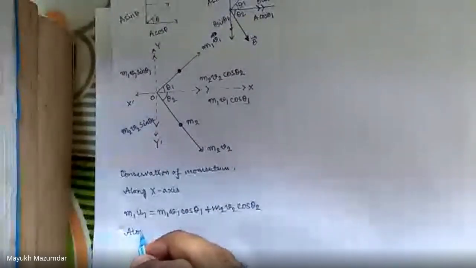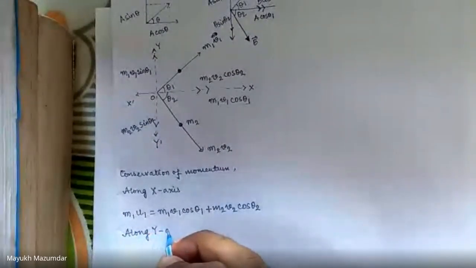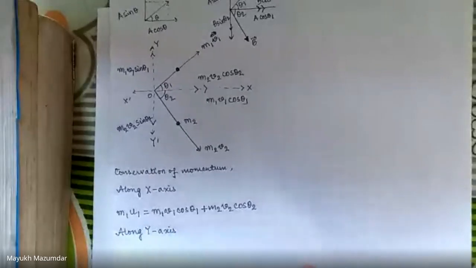So what is the situation along the y-axis? What was the total y-axis momentum before collision? Can anyone tell me from the diagram? What was the total linear momentum along the y-axis before collision?